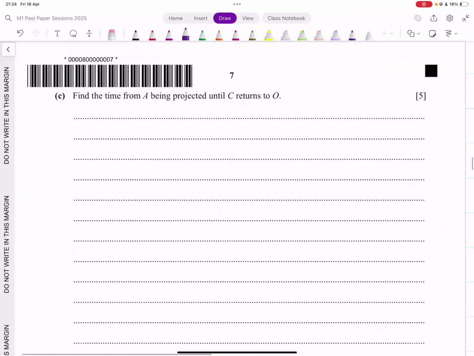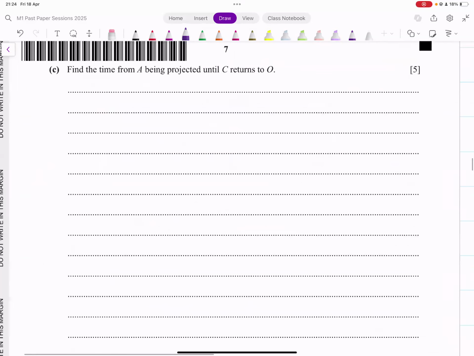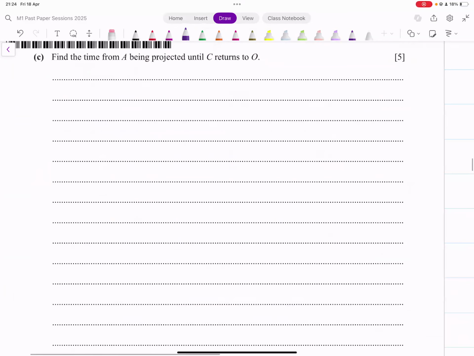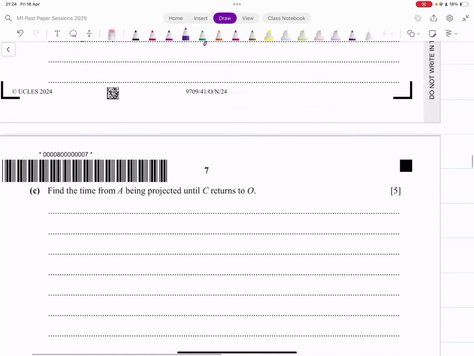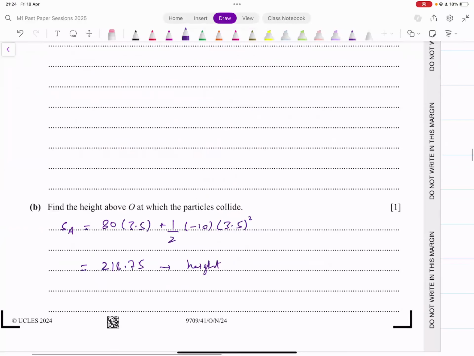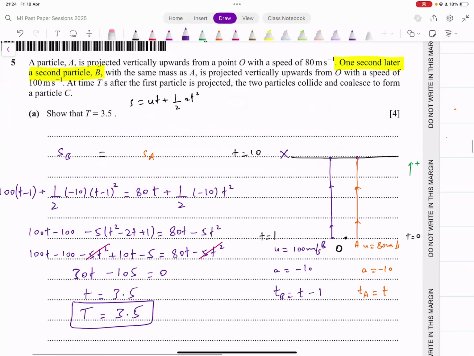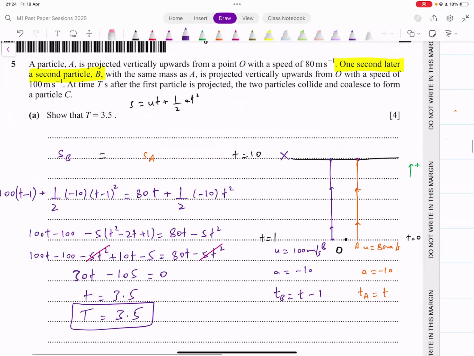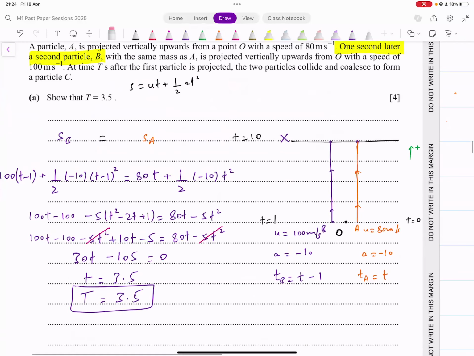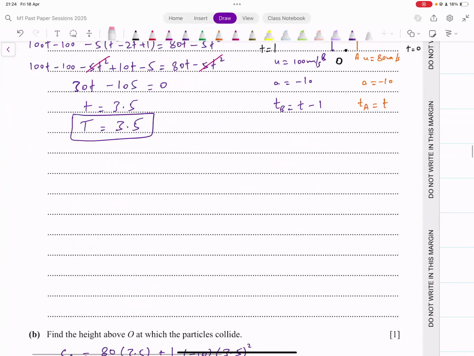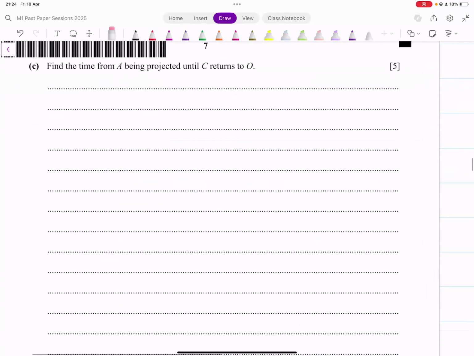Now it says find the time from A being projected until C returns to O. So now we've got momentum and kinematics. It's that part. I would recommend leaving it for the end generally, but let's do it now. Okay, so they coalesced to form particle C. Now we've done some calculation already. So the situation is like this.